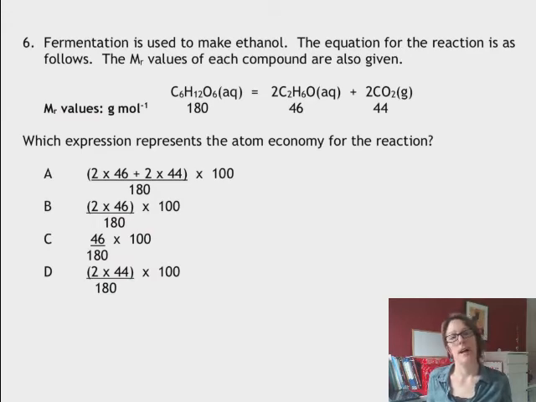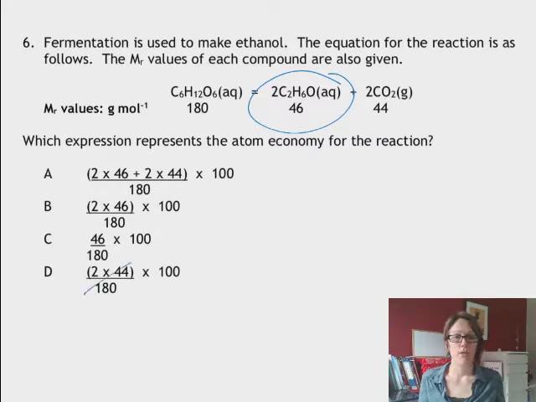Number 6 is about atom economy. So you've been given the MR values, which is kind of nice, but you've only been given the MR values for 1 mole, so be careful. The thing that I want in the equation, so my useful product, is going to be ethanol. So I need to make sure that I find ethanol in the equation. There it is. So my total mass of ethanol produced is going to be 2 times 46.